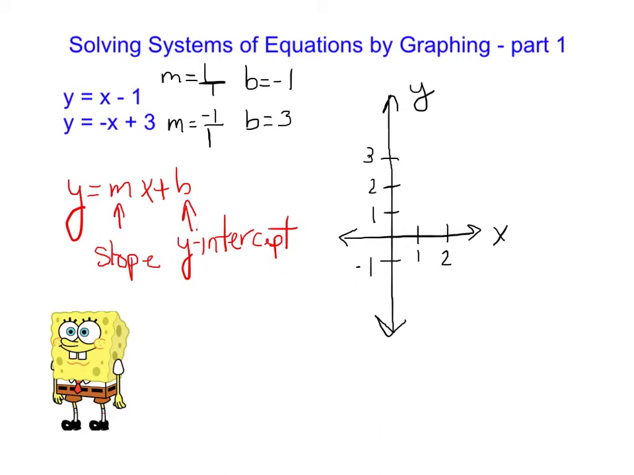Alright, so let's graph our first equation. We always start at the y-intercept. Our y-intercept is negative 1. So we are going to put a dot on negative 1 on the y-axis. Our slope is 1 over 1. Now if you remember, rise over run. The top number tells us to go up or down. The bottom number tells us to go left or right. Because this is positive, we are going to go up 1 over 1. And that's where we're going to put our dot. You can do that again. Up 1 over 1. Put another dot. And we draw our line.